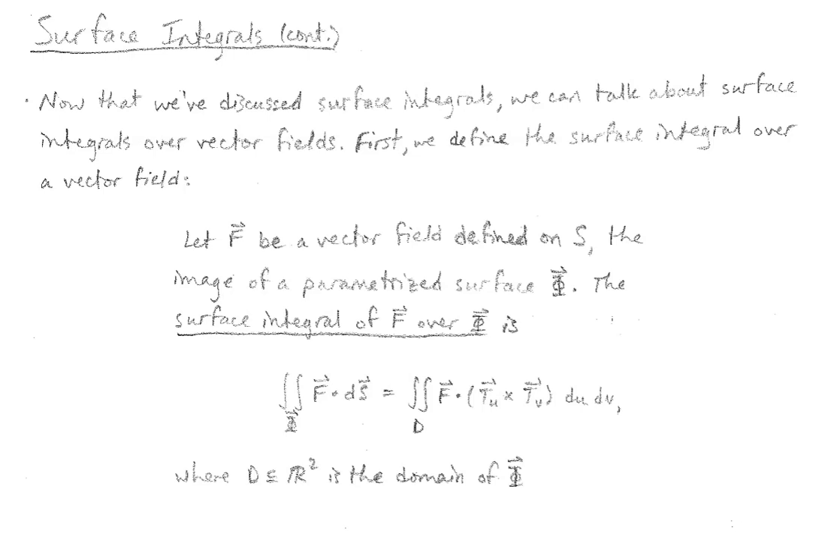Very, very careful there. That is a d capital S hat. And this is equal to the double integral over D of capital F hat dotted with the cross product of the vectors that are tangent to your surface. That's capital F hat dotted with the cross product of t sub u hat and t sub v hat. And this is the double integral over D, which is the domain of our parameterization capital phi hat.